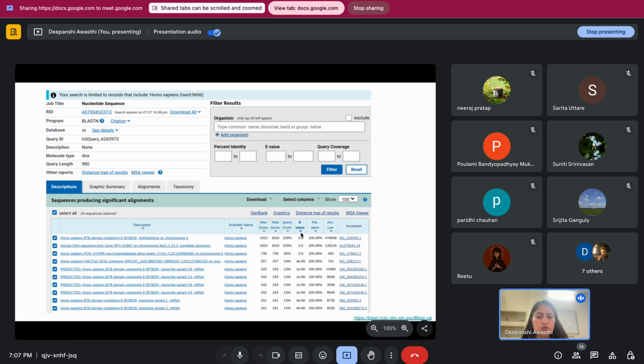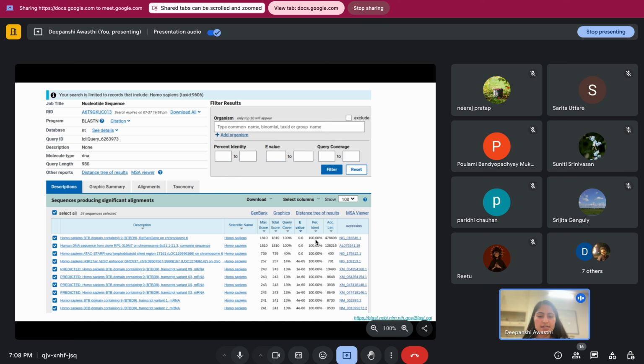Then comes e-value. The e-value is also very important when you judge the BLAST results, because e-value is the expect value, which will tell you the probability of this alignment being generated by chance. So it should be as low as possible. If it is lowest, then it is the best BLAST hit or best result which you have to select.